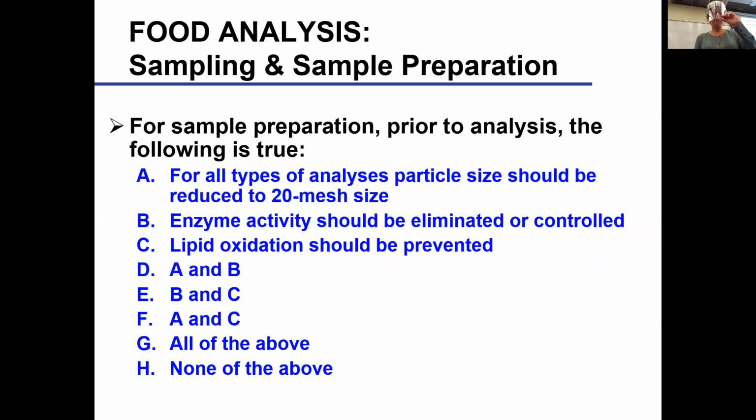So for sample preparation prior to analysis, the following is true. For all types of analyses, particle size should be reduced to 20 mesh size. First of all, what does a mesh size mean to you? Or what is a mesh? What does a mesh mean? Drew. So when we say 20 mesh, what does that mean to you?